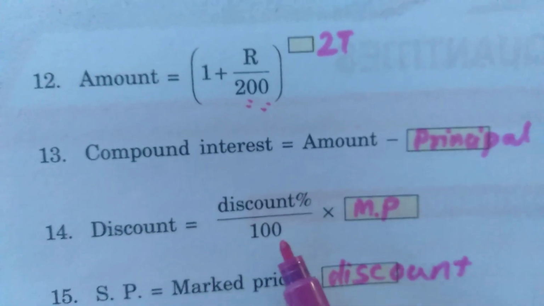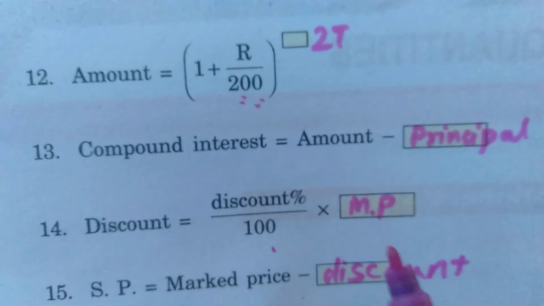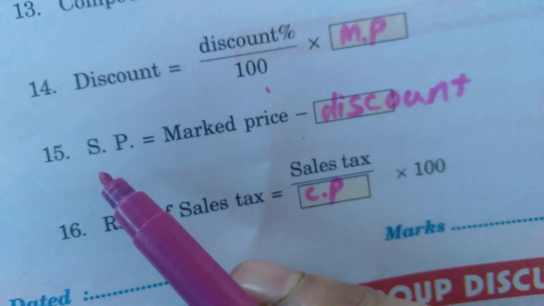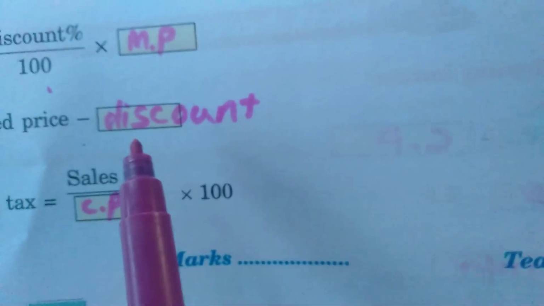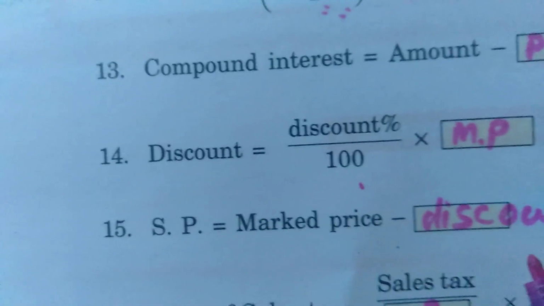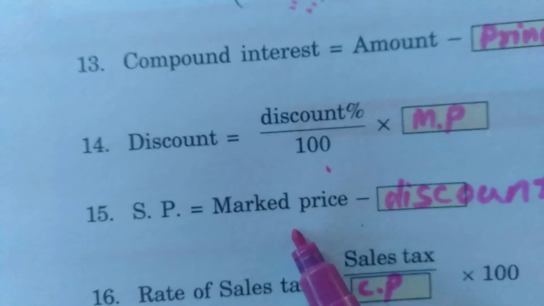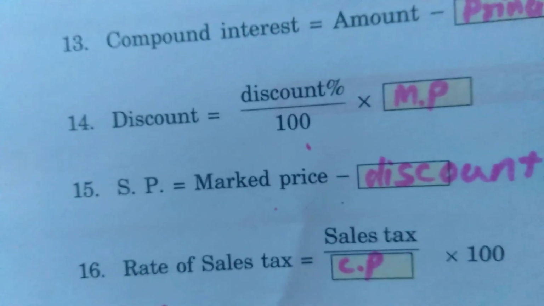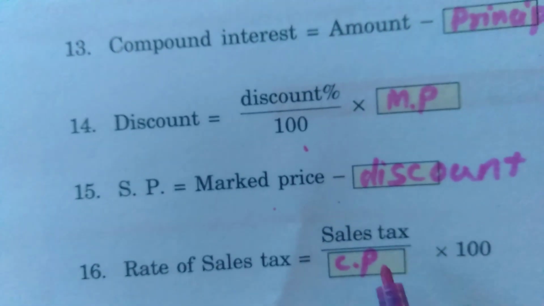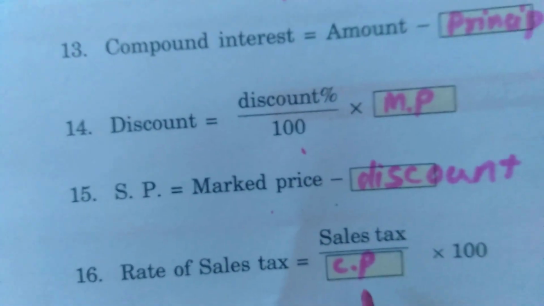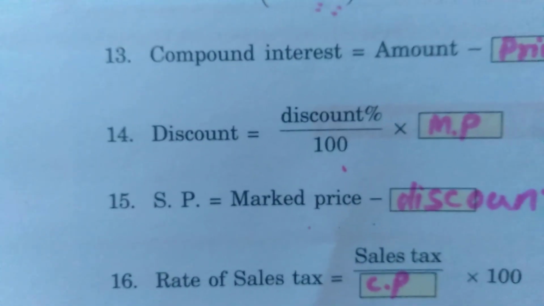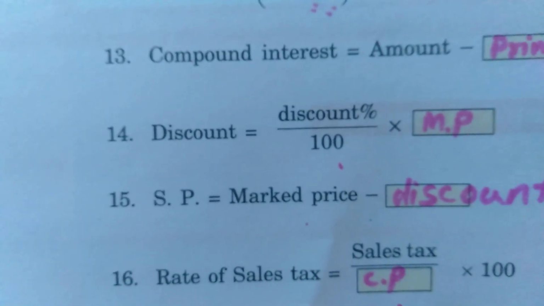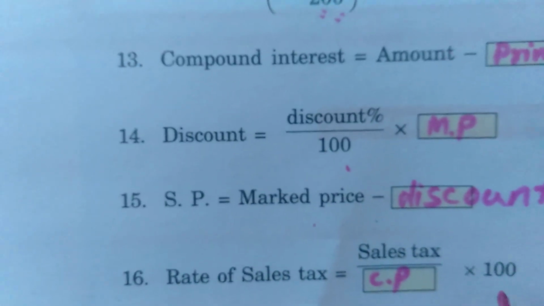Discount is given as discount percent upon 100 into market price, and the selling price is market price minus the discount. Selling price is market price minus the discount. And the rate of sales tax is always calculated on, you can say, the cost price, or it is also calculated on market price into 100.